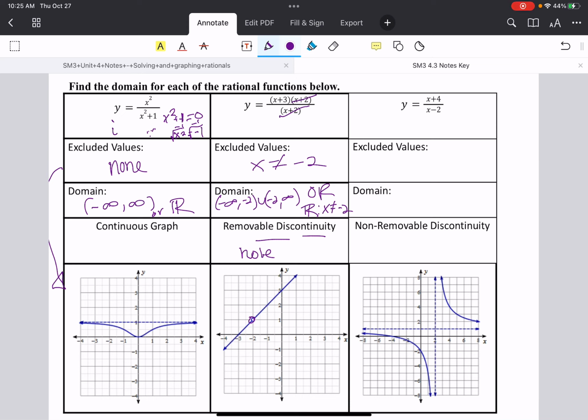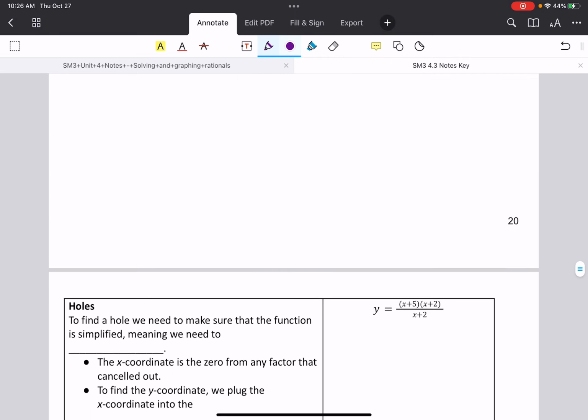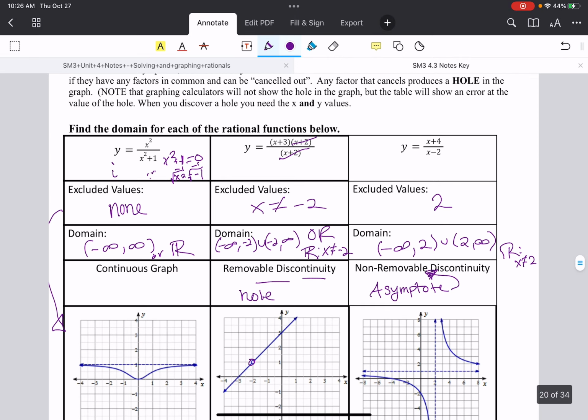Remember that thing we had you repeat? Okay, what was this excluded value? 2. The domain? Negative infinity to 2, union 2 to infinity. It's an asymptote. Or all real numbers except x cannot equal 2. And was it an asymptote? Good. Because asymptotes are non-removable. Was there an x minus 2 in that numerator? No, so it was an asymptote. Vertical asymptote.